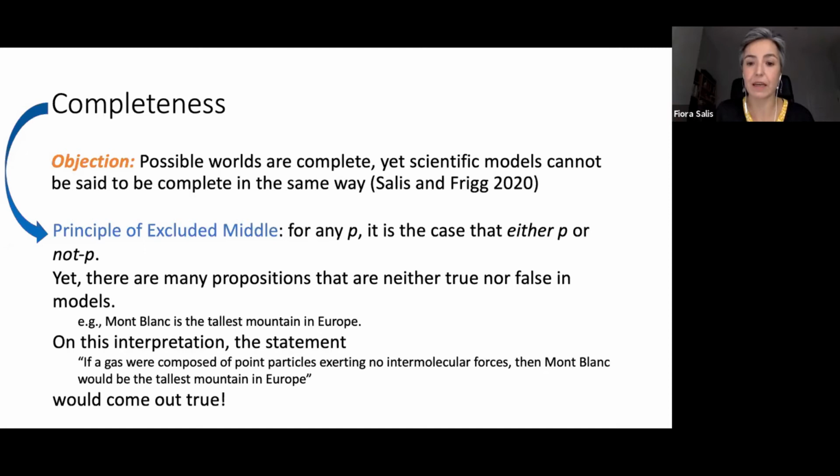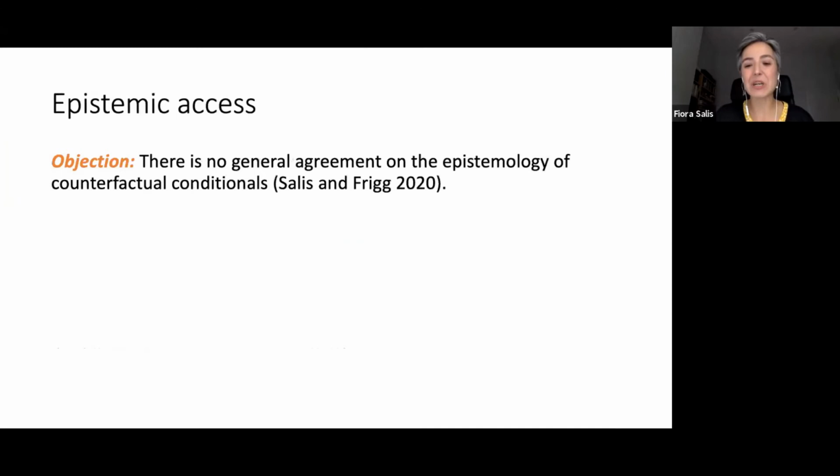Even if you're not expert modelers, I hope you have the intuition here that whether Mont Blanc is the tallest mountain in Europe or not has nothing to do with the model. And so there's a problem about completeness there. I'm sure we can discuss this at some length. Timothy Williamson had his own reply to this objection. Maybe we'll be able to discuss it later, but it's one that doesn't really convince me. So we'll see.